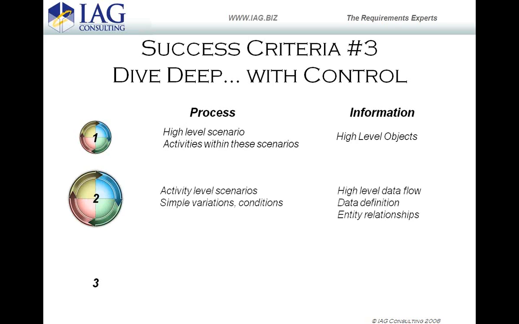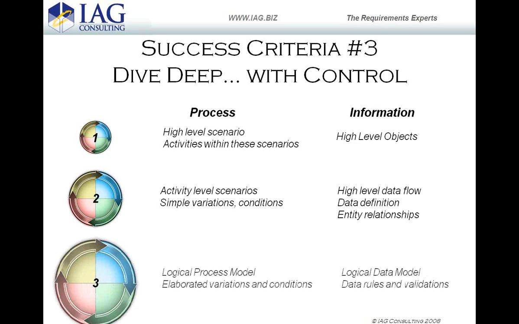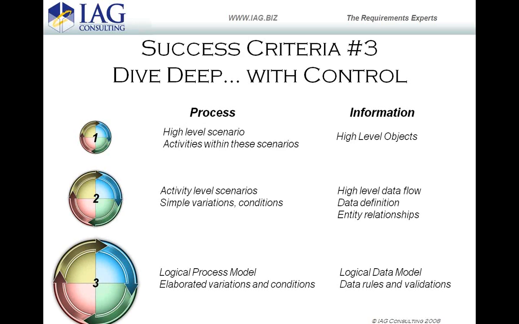From an information perspective, that next level is the high-level data flow, data definitions, the entity relationships, and other such things. And then the third level might be, I need the logical process model, the elaborated variations and conditions. I need the IPO, the input-process-output understanding for each one. The information is the logical data model and the business rules validation. These are the kinds of things.